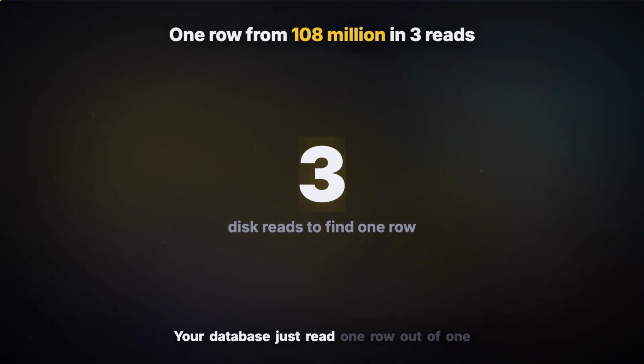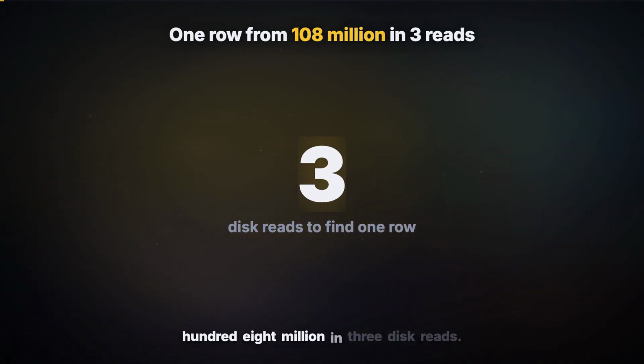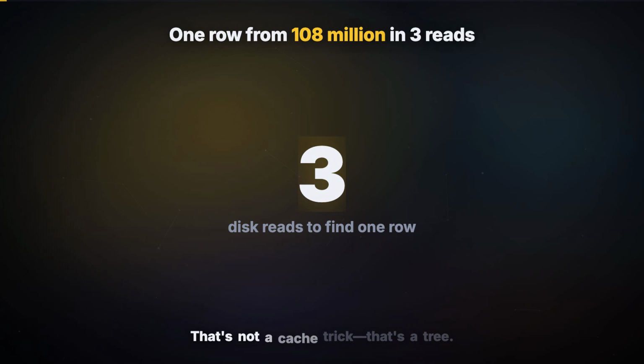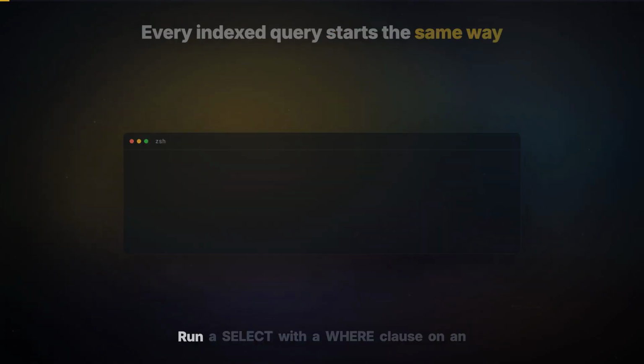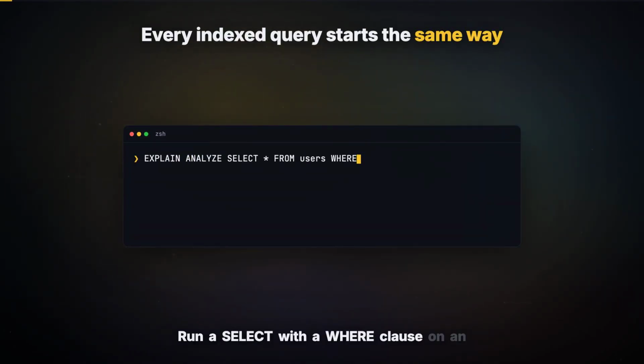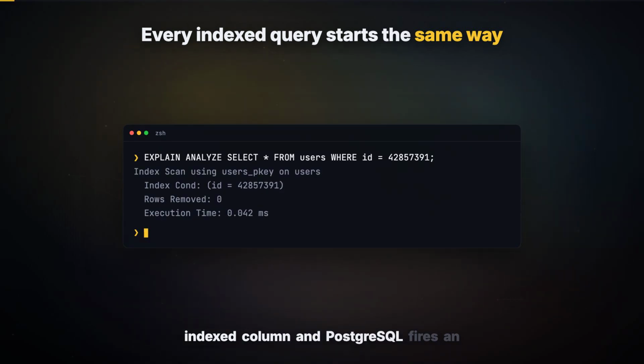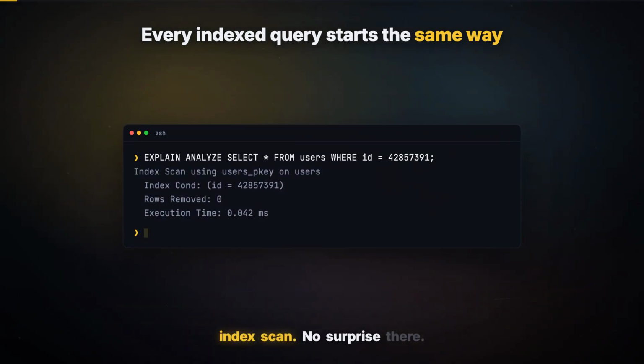Your database just read one row out of 108 million in 3 disk reads. That's not a cache trick, that's a tree. Run a select with a where clause on an indexed column, and PostgreSQL fires an index scan. No surprise there. But how does it actually find your row?